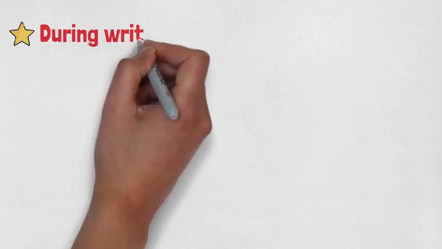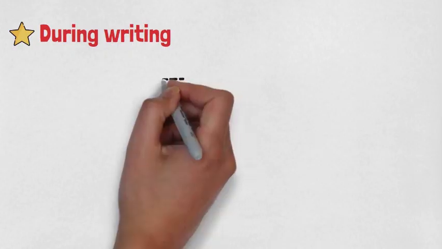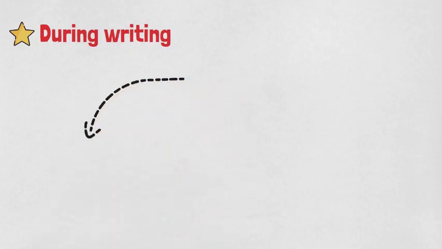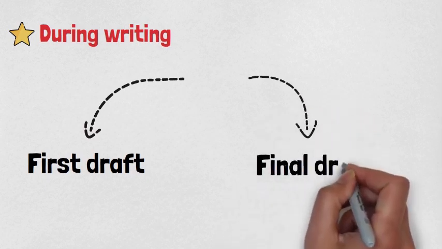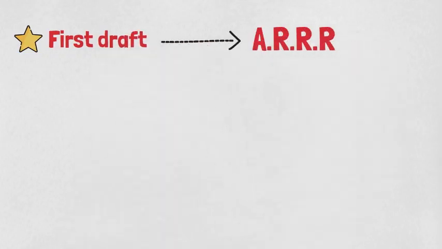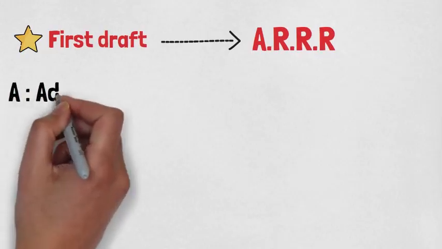During writing. It means all activities that you do during writing. You can divide it into sectors: first draft and final draft. First draft. You can use ARRR. A is an abbreviation for adding.